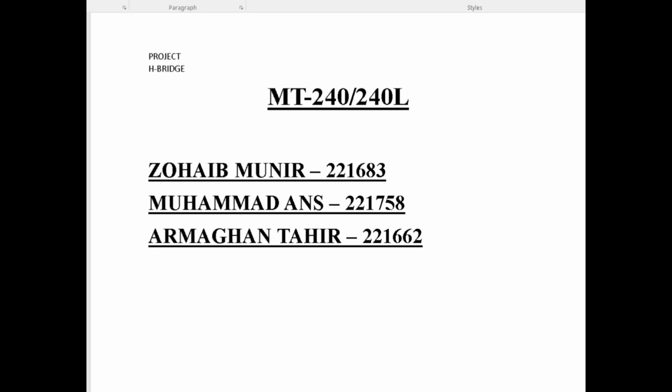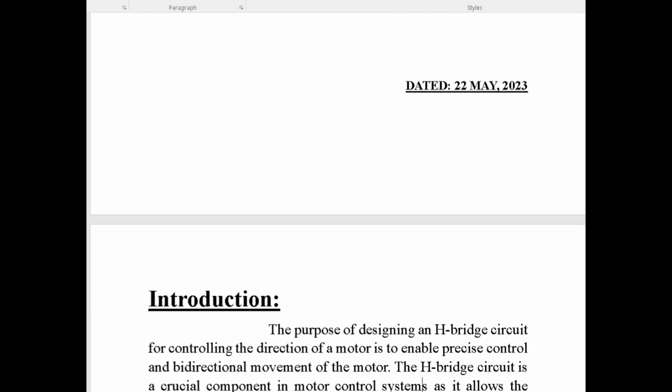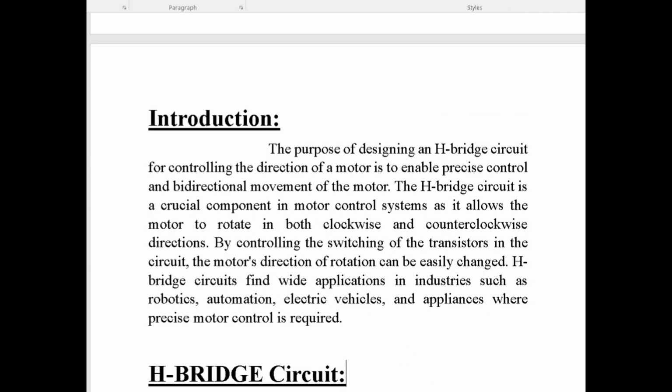Today, the course code is MT240 and 240L. So the project is H-bridge. Now we are going to move on to the introduction. What is an H-bridge? In simple words, an H-bridge means rotating the motor in whatever direction you want. For example, rotating the motor in clockwise and anti-clockwise direction.